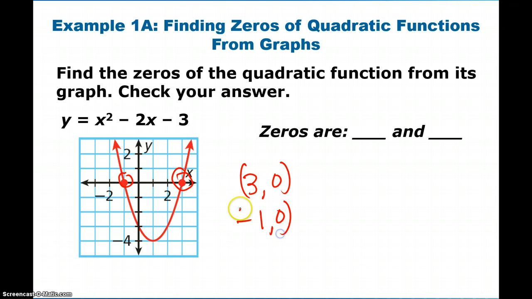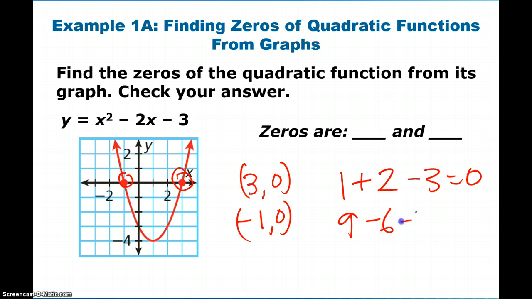Now if you wanted to check your answers, now I understand you don't need to check your answers here because it's very obvious, but if it wasn't so obvious and you wanted to check, you'd plug it into the equation and see if it really did equal 0. So if I plug in -1, -1 times -1 is 1, -1 times -2 is +2, and then I have a -3, and that does equal 0. Plug in 3 times 3 is 9, 3 times 2 is -6, -3, and that does equal 0. So those are the zeros of the function.